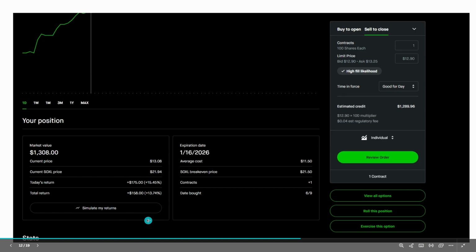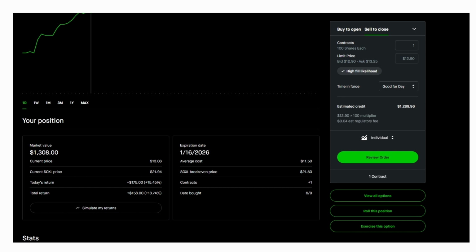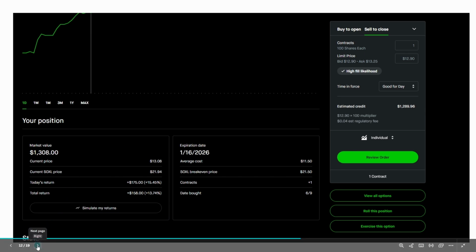So right now, I am up $158. This can go up and it can go down as well, but I have till next year in January to sell this. So from the time I bought this, this was actually today, I am up over $158 on this, 13%. This is called SOXL. This tracks basically the semiconductors, the computer chips like AMD, NVIDIA, Intel, all those computer chips that you find in your gaming systems or gaming computers.